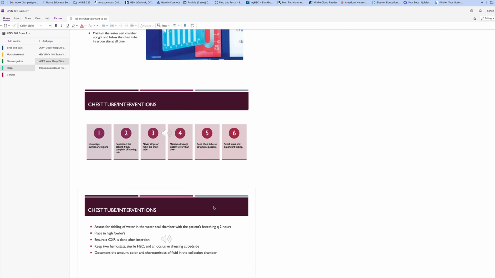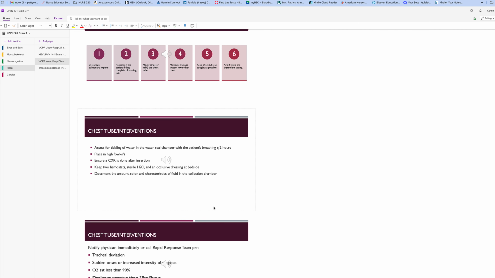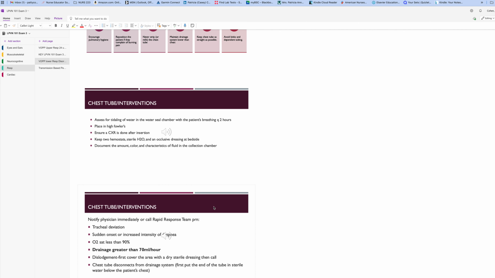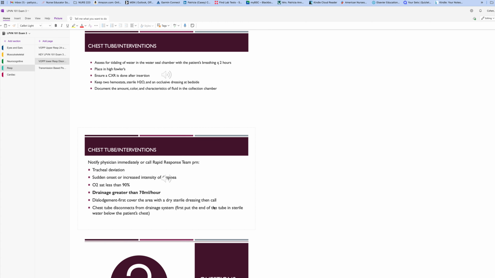So your interventions: place them in high Fowler's. A chest X-ray is done after insertion and when they take it out. Keep 2 hemostats, sterile O2, and occlusive dressing at the bedside. And you document, obviously, the fluid.